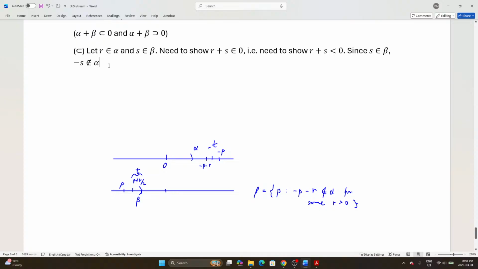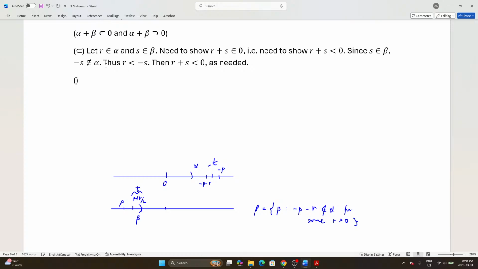What I'm trying to get to is we have R is in alpha, and minus S is not in alpha. So immediately we have an order relationship between them. R is in alpha, and minus S is not in alpha. Thus R is less than minus S. Then R plus S is less than 0 as needed. So we're done. This proves the first direction.